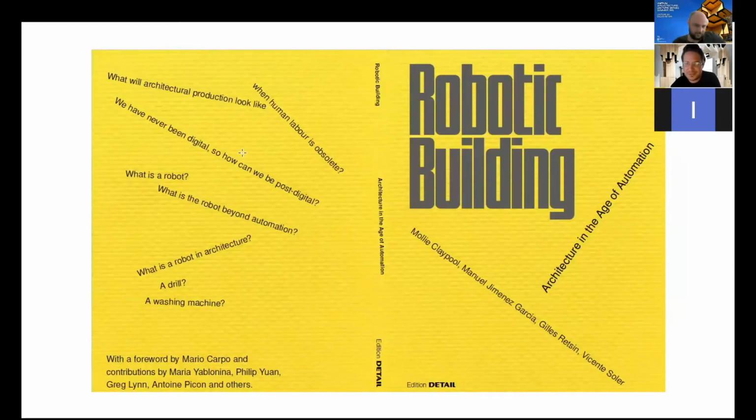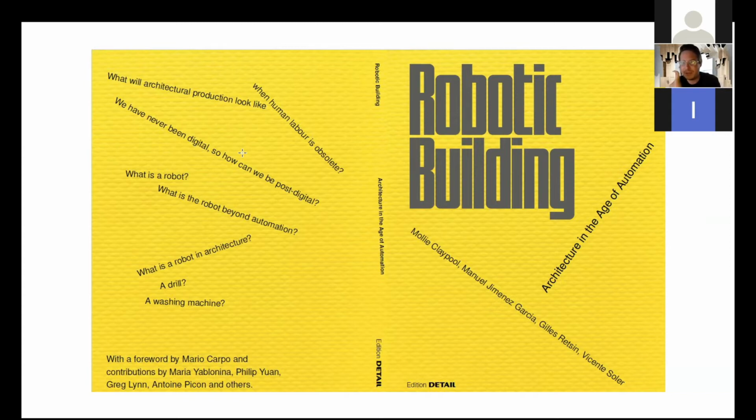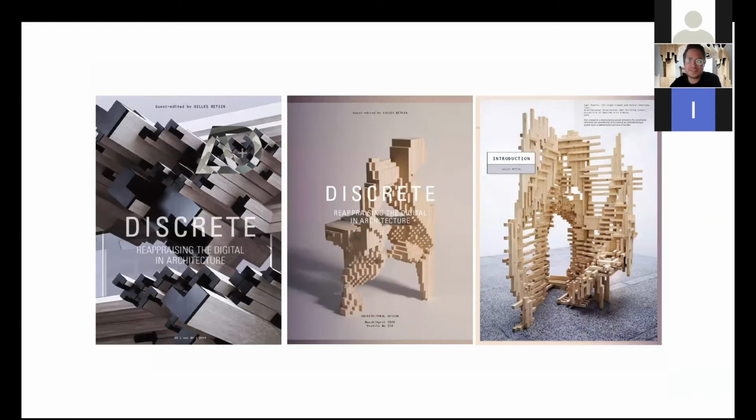If you want to read more about how we can think about automation in architecture, and how we can look at robots not just as something innocent, but as something that is always enmeshed in a network of politics and with social consequences. And of course, this is also where the discrete comes in.